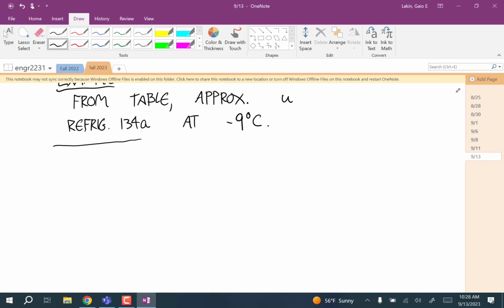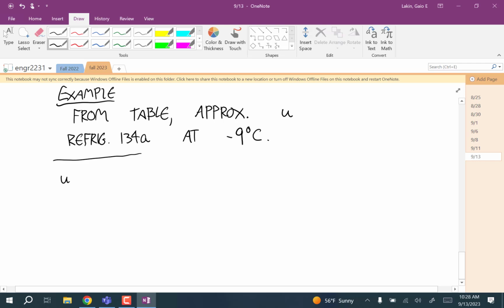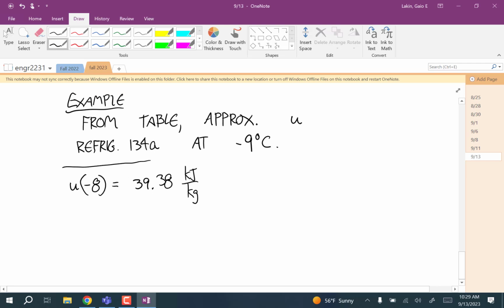Okay, so from the table, you can see that the specific internal energy of refrigerant 134A at a temperature of -8 degrees Celsius is 39.38 kilojoules per kilogram. And then at -12, it's 34.25 kilojoules per kilogram.